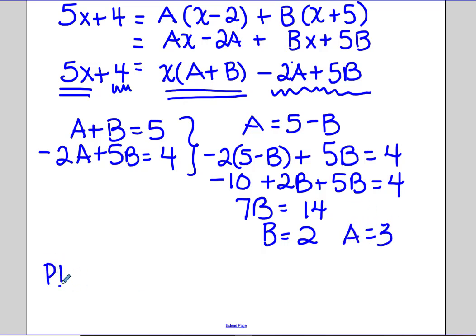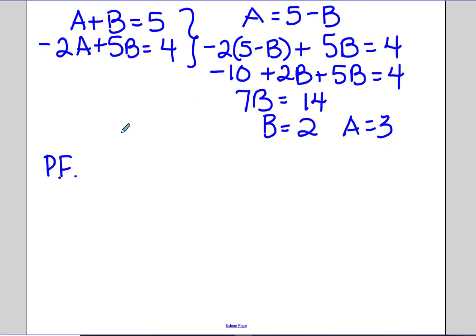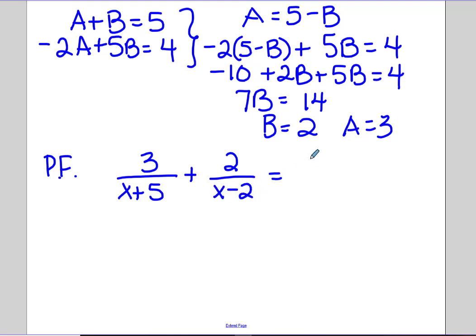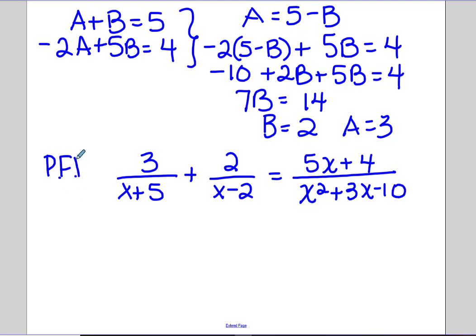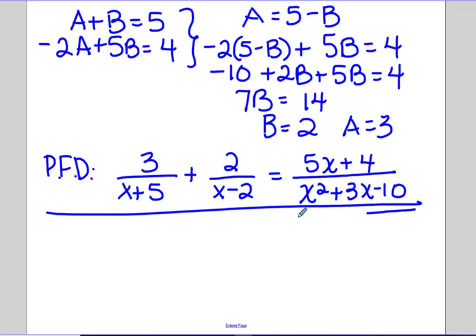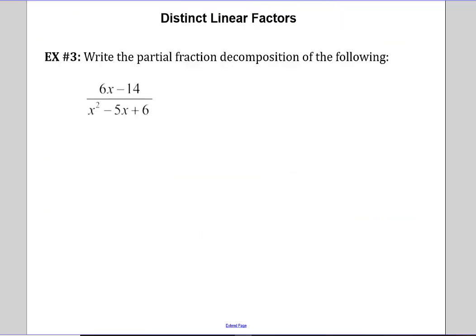So the partial fraction is going to be 3 over x plus 5, and 2 over x minus 2 is going to equal the original problem, 5x plus 4 over x squared plus 3x minus 10. So this is my partial fraction decomposition there. These two rational expressions combine and simplify to that. So that was the system of equations method.